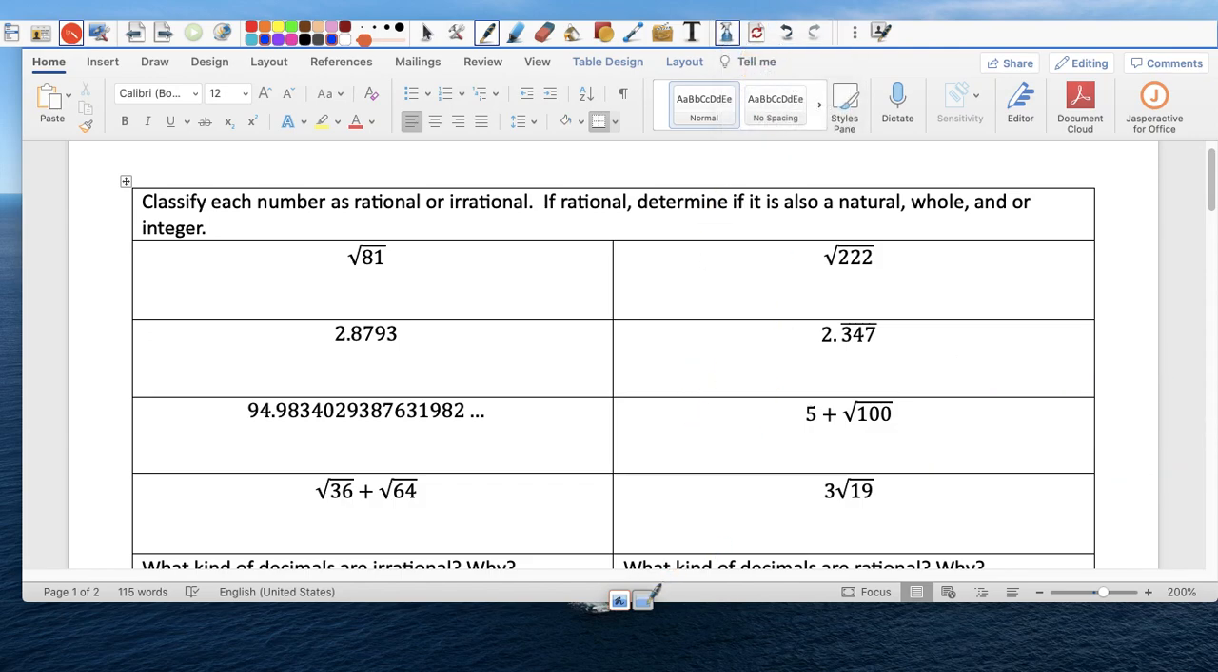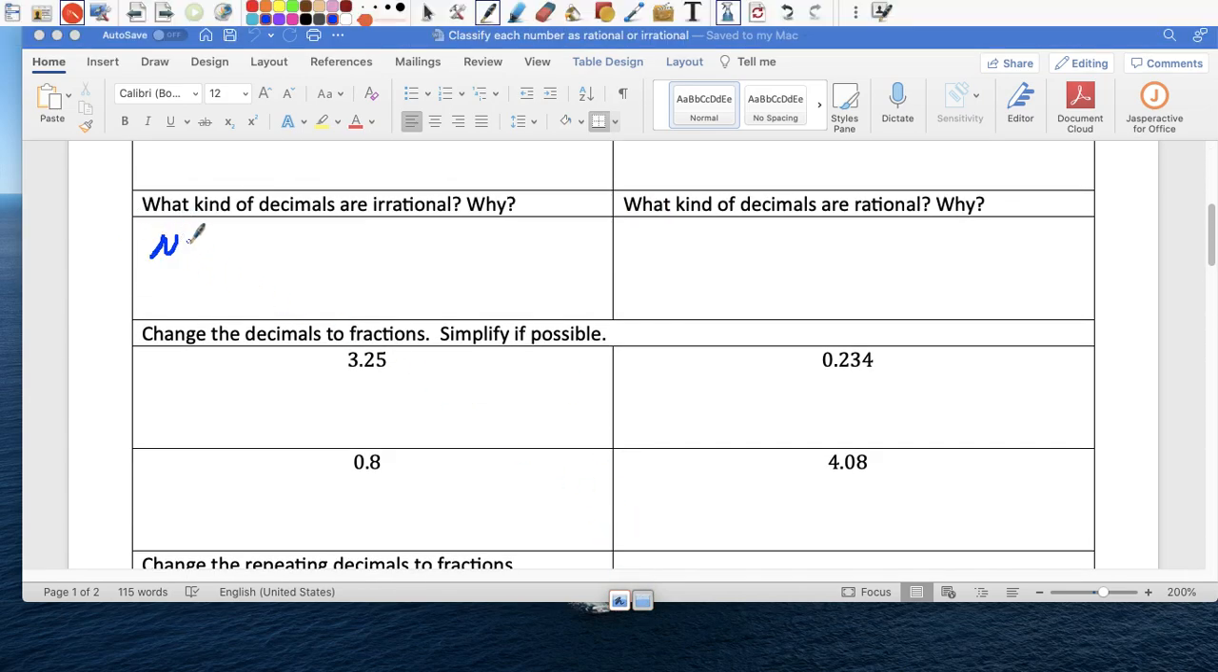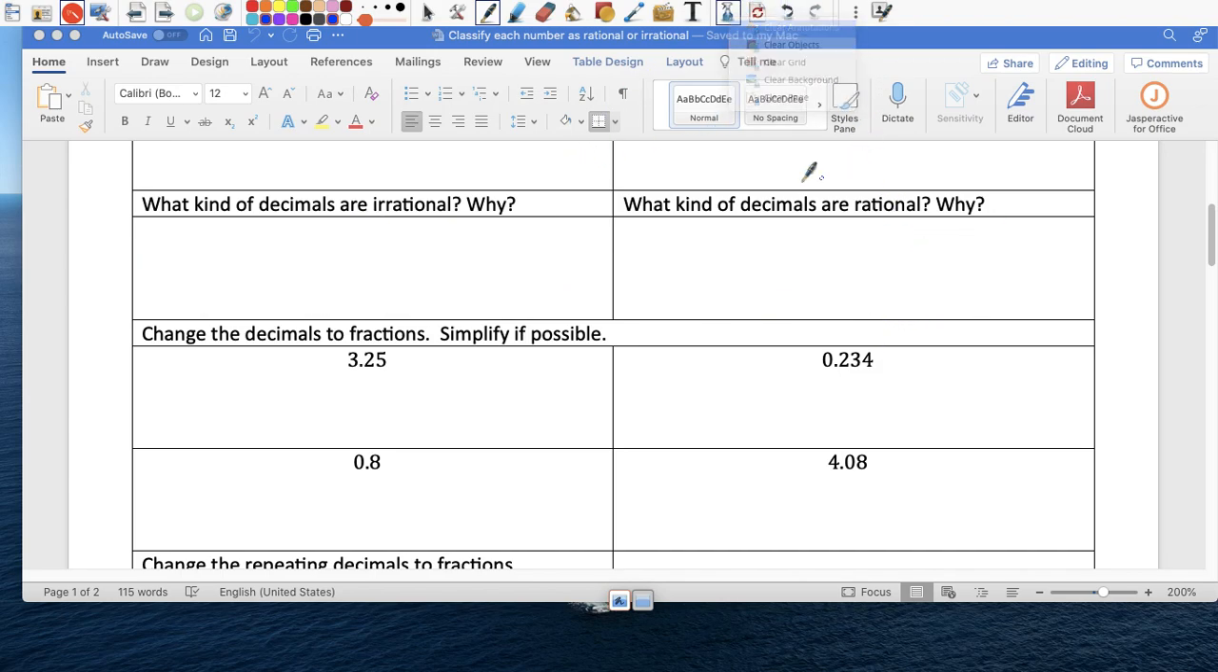All right, so that was easy. What kind of decimals are irrational? Well, ones that don't repeat, and non-terminating, which means they go on forever. So it doesn't repeat, it goes on forever. Why? Because I cannot write it as a fraction. Okay? Keep saying that, but the better answer is because I can't write it as a ratio of two integers, but that's okay.